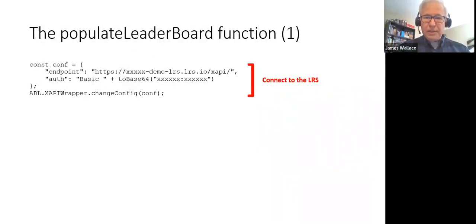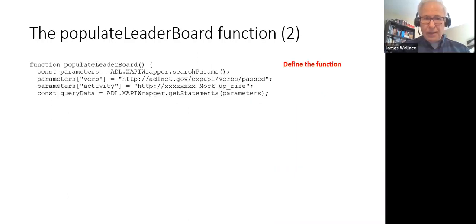So the first block of this simply connects to the LRS. And we've got some stuff that I blocked out here because it's all passwords and web addresses. Next, we're going to define the function. And you'll notice these empty parentheses here. That tells JavaScript that it's a function, but it also is a way of passing parameters to create variables within this thing.